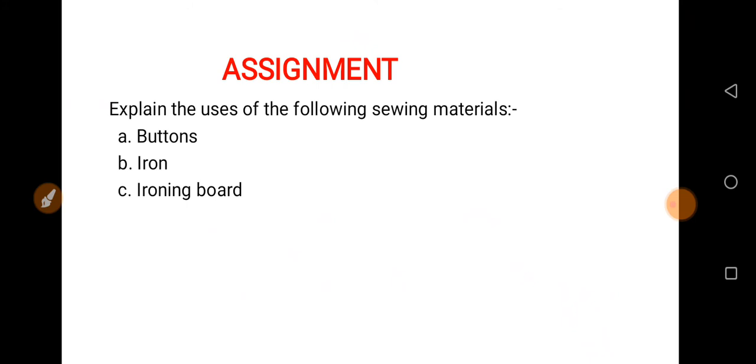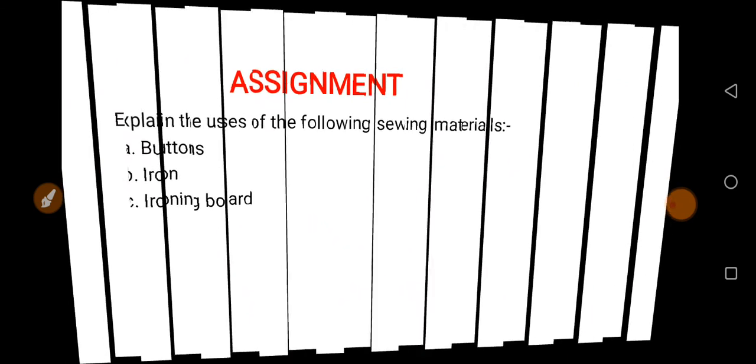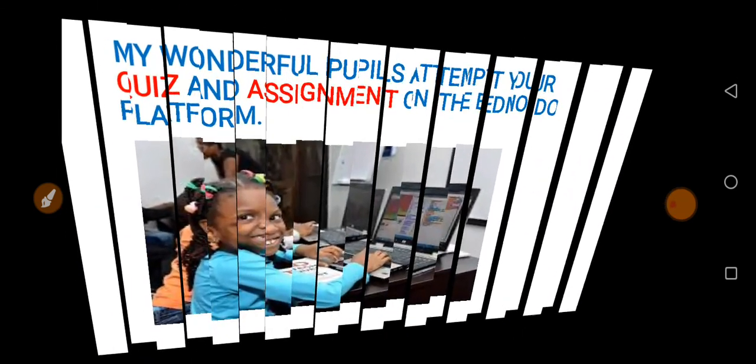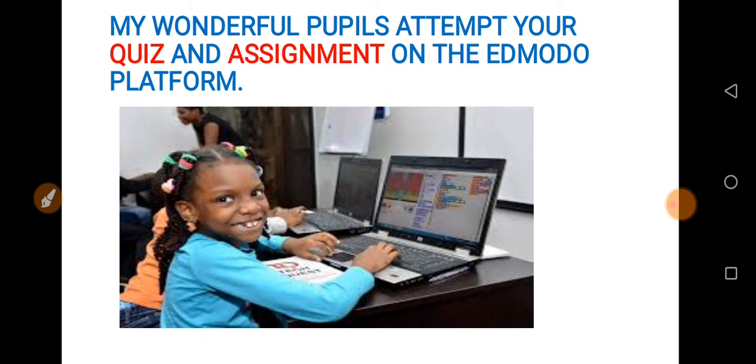These are your assignments. Explain the uses of the following sewing materials: buttons, ironing board. Make sure you attempt your quiz and assignment on the Edmodo platform.